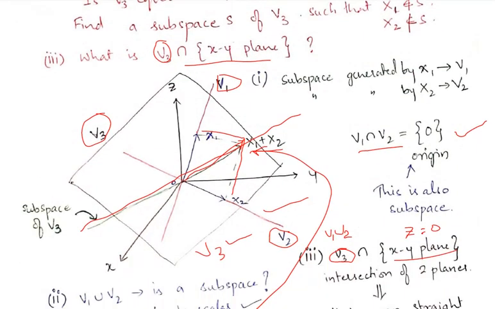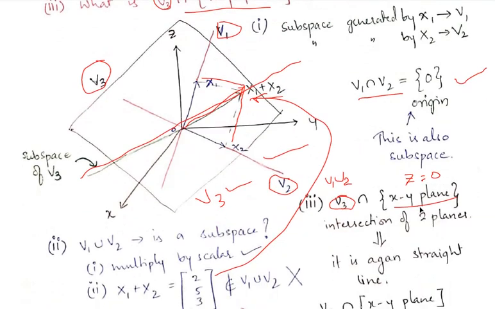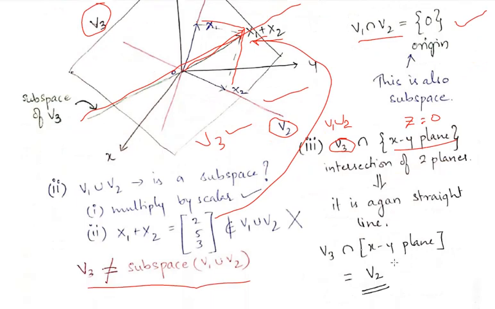So the intersection of V3 with the Z component 0, or XY plane, is nothing but a straight line, and that will be V2. It is again a line subspace, that is V2. Okay, got it?